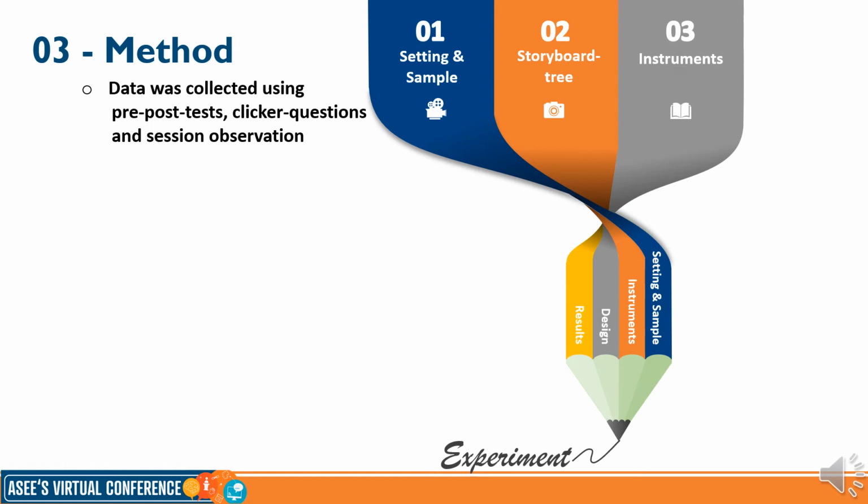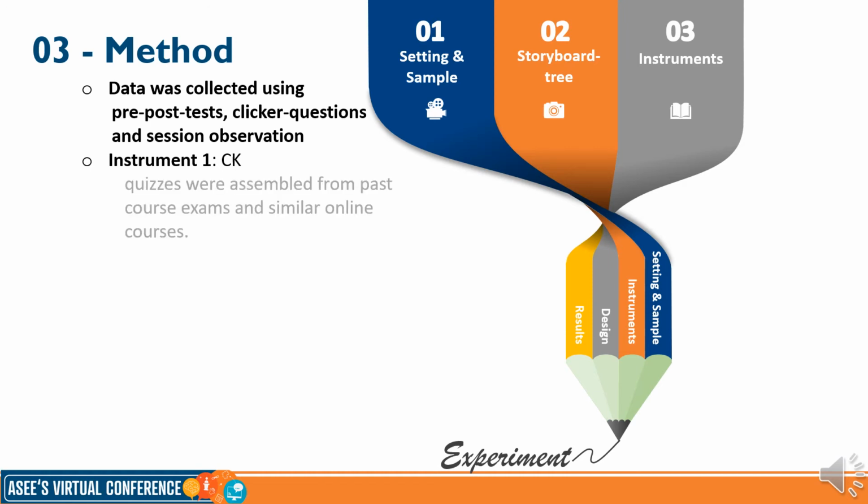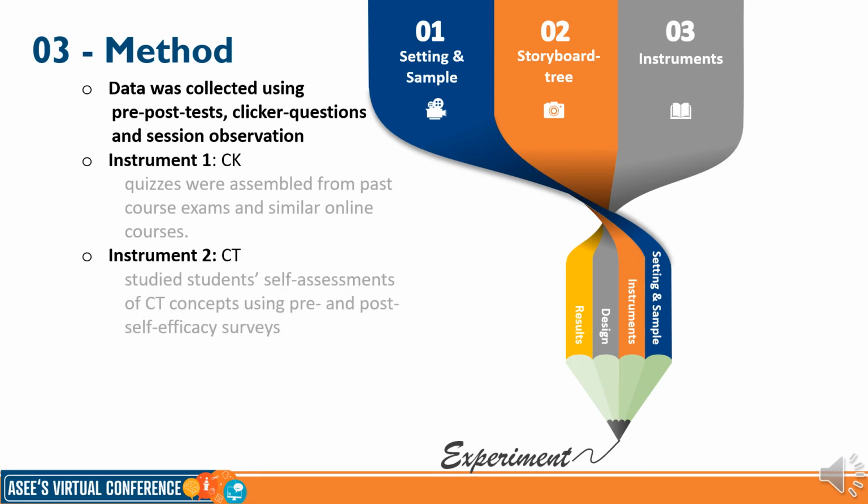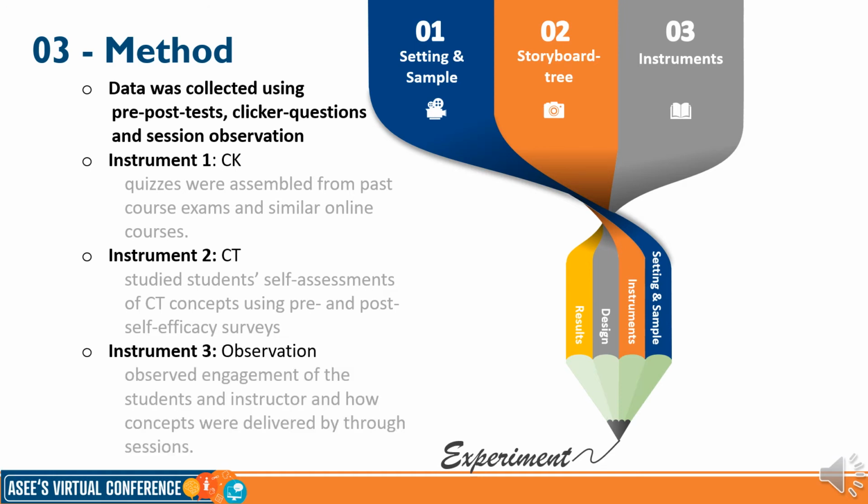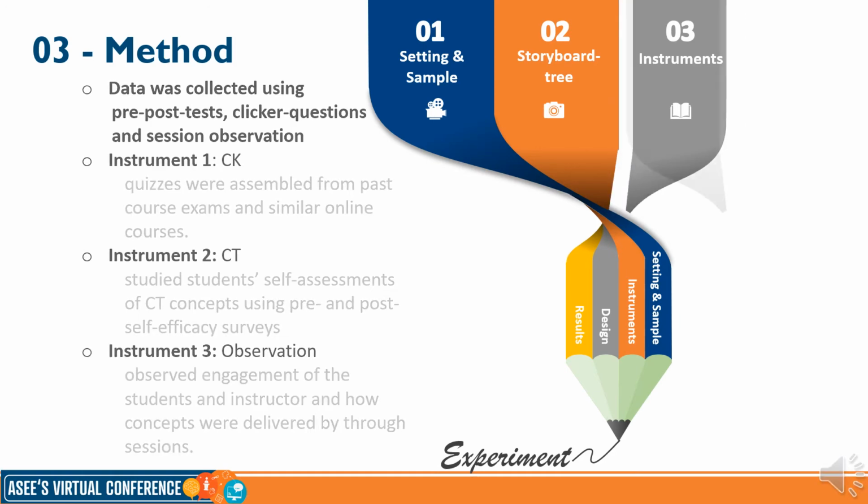Data was collected from students using pre-test, post-test, clicker questions, and session observation. Three instruments were used to measure the study outcome. The first instrument tested the student learning outcome, which is the course knowledge. The second instrument studied the computational thinking concept, which is a self-assessment survey. The third instrument observed the engagement of students and instructor and how the concepts were delivered.